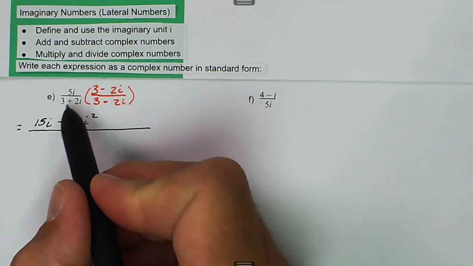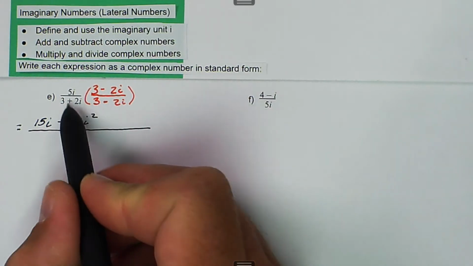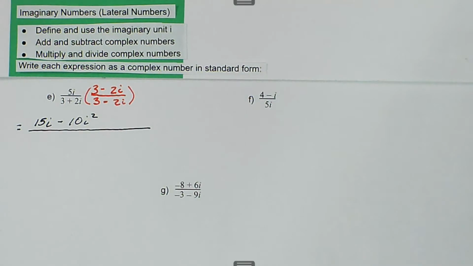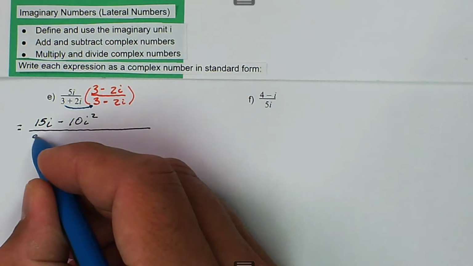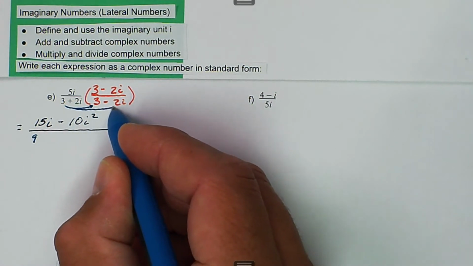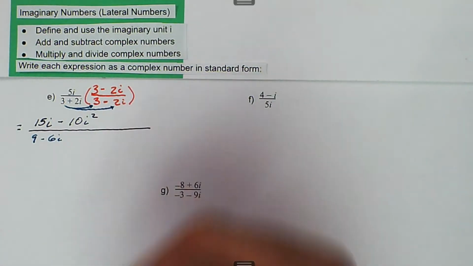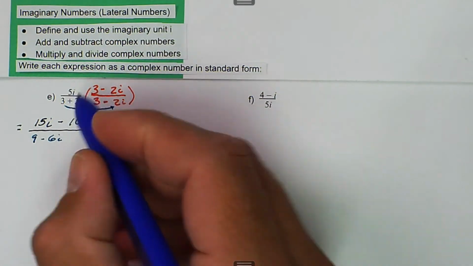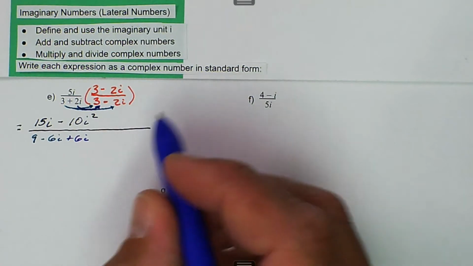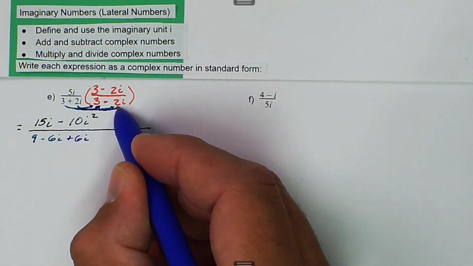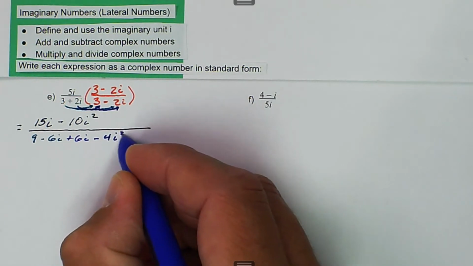And then in the denominator, we have to distribute both of these terms to both of these terms. So 3 times 3 is 9, and 3 times negative 2i is negative 6i. Then 2i times 3 is positive 6i, and 2i times negative 2i is negative 4i squared.